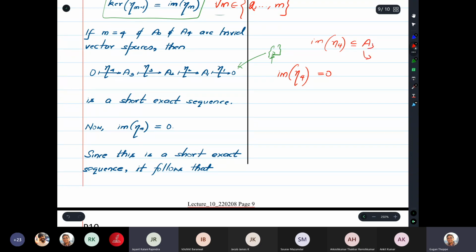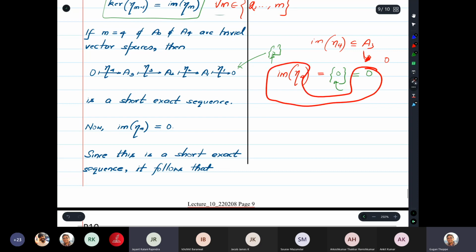Now A3 is a vector space, so it will have an additive identity. The image of eta 4 only consists of this additive identity. That's what this statement means. The image of eta 4 is actually a set, and it only includes the additive identity. Instead of saying that, I will simply write it as 0. This has to be interpreted as a vector space which is trivial in nature. Can one of you tell me why the image of eta 4, when I write something like this, is 0? Can one of you please tell me why that is the case?